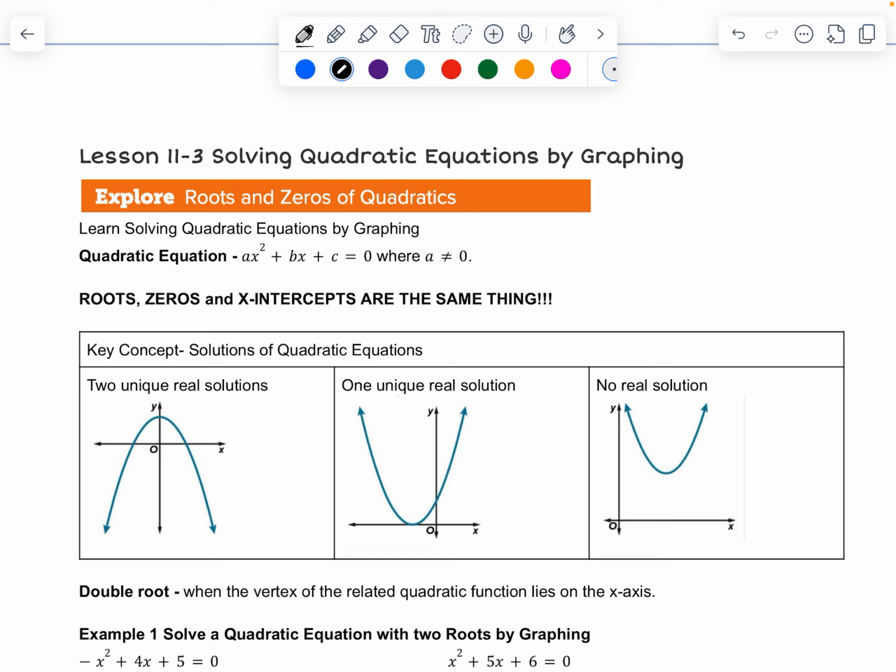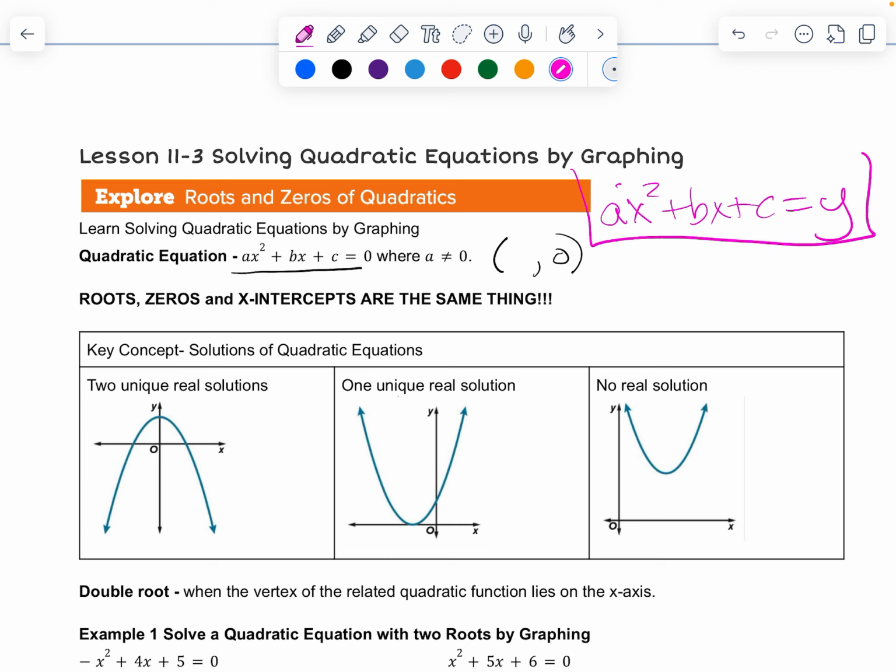So, solving quadratic equations by graphing. If you look right here, this is the quadratic equation. This is when the y value is equal to 0. We learned in 11.1 that it's ax squared plus bx plus c equals y.